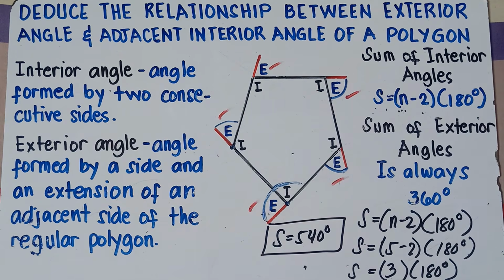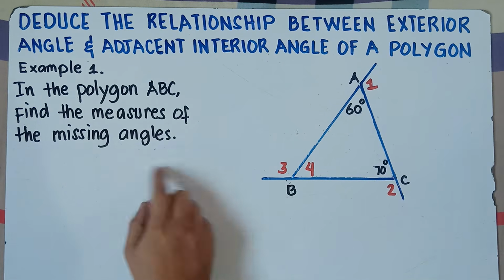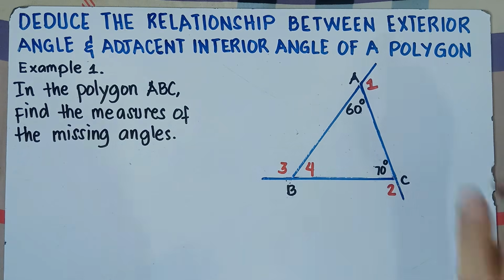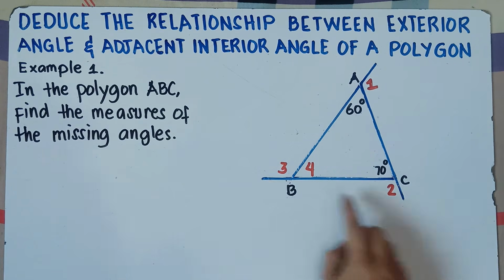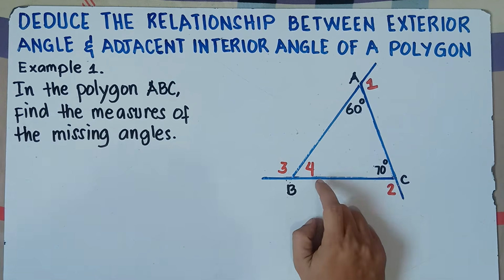Alright, so if you understand that one, we'll be answering some examples. So let's start with example number 1. In the polygon ABC, find the measures of the missing angles. We're told to find angle 1, angle 2, angle 3, and angle 4. So first thing to do, class, is we find first the missing interior angle. So let's find first angle 4.